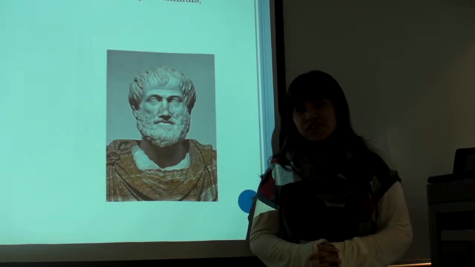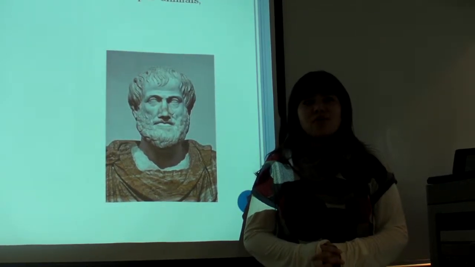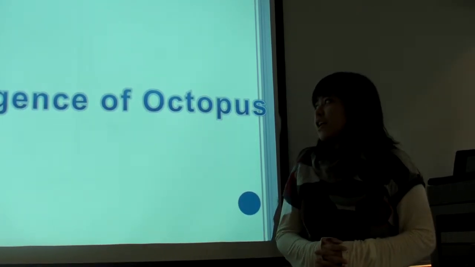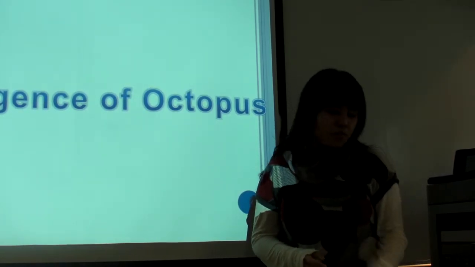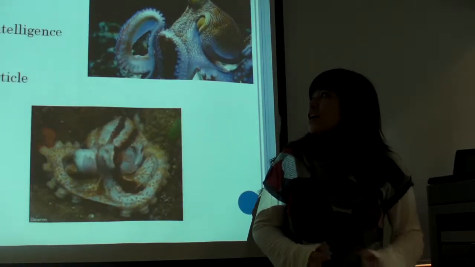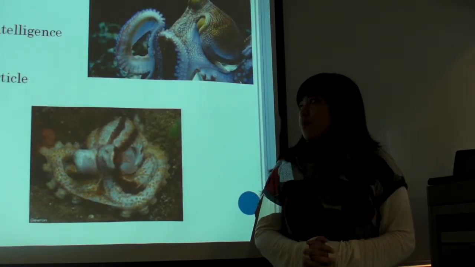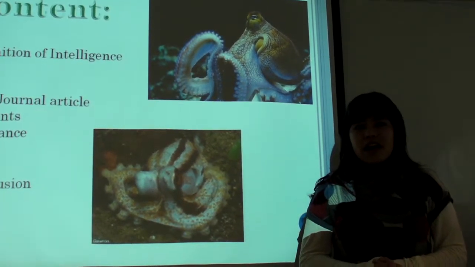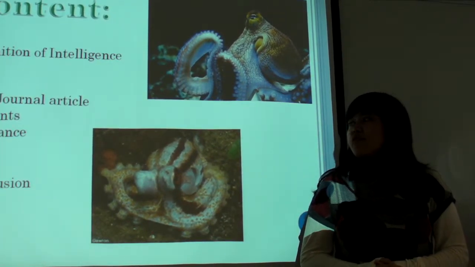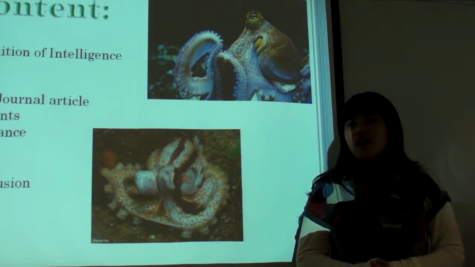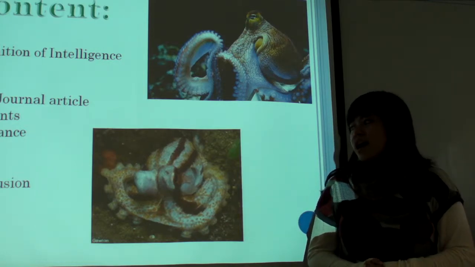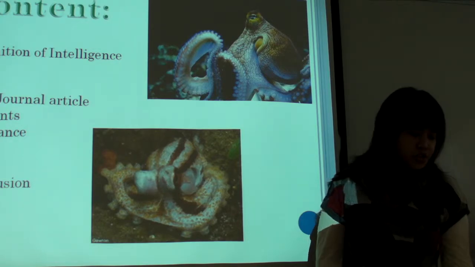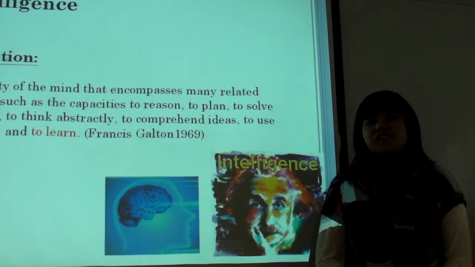It is very intelligent. As a biology student, I found this topic really interesting, so I chose the intelligence of the octopus as my topic. In the following session, I will divide it into 3 parts. The first part is to give the definition of what an intelligent animal does, and then I will present 5 journal articles about the intelligence of the octopus, and I will give a conclusion to tell you that the octopus is really intelligent.